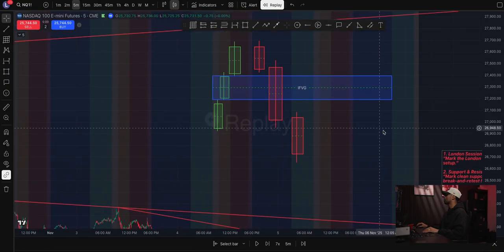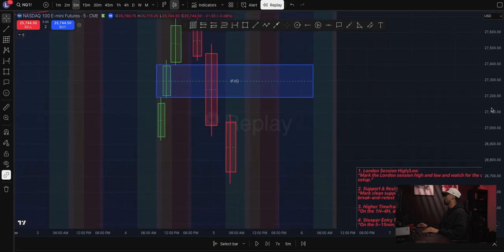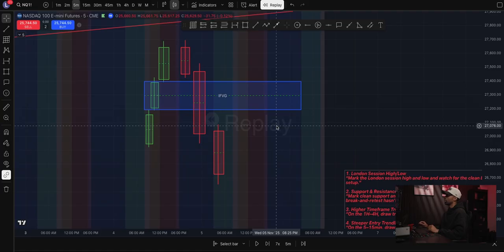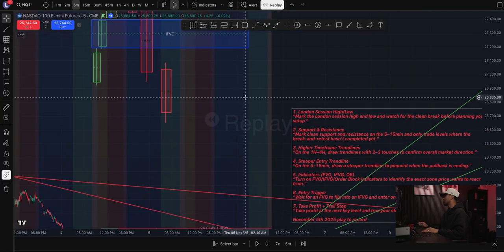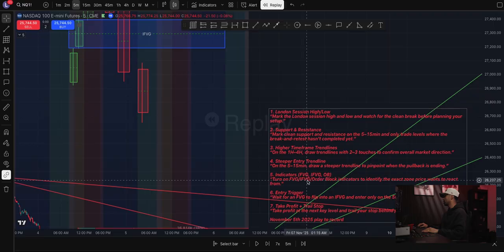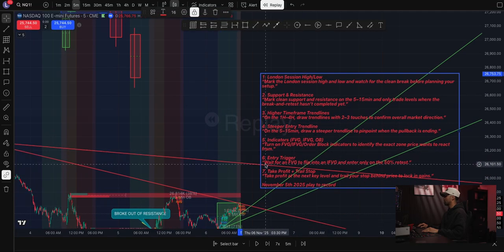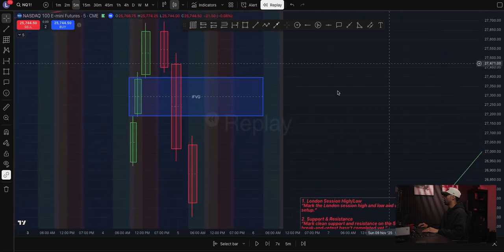So let's move back up. This is where I would love to enter the market. What we're going to do is use our gain tool, and this is still on step 6. So we turned on our indicators: turn on FVG, IFVG, and order blocks indicators to identify the exact zone price wants to react from. Number 6, entry trigger: wait for the FVG to flip into the IFVG and enter only on the 50% retest. And this is basically what I just broke down.